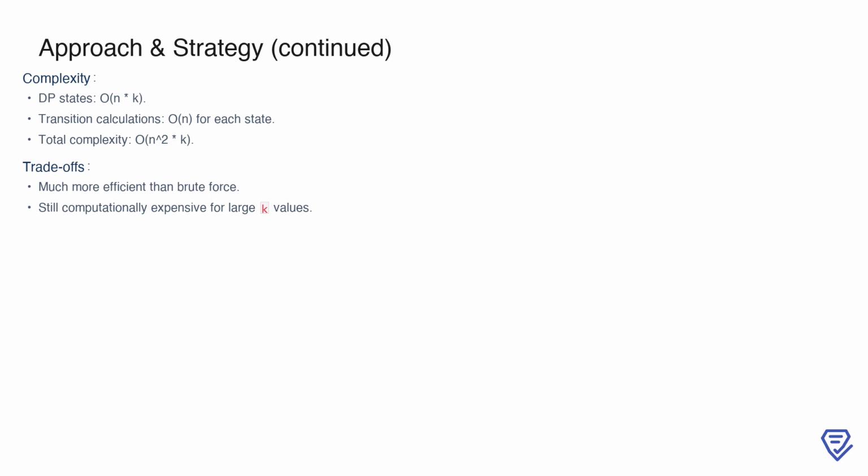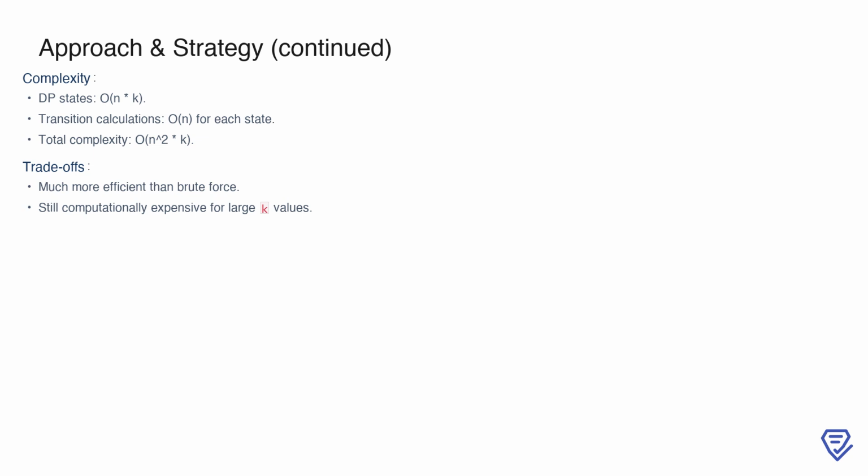While this is still computationally expensive for large values of k, it is far more feasible than the exponential time required by the brute force approach. The trade-off here is that while this method is much faster, it can still pose challenges for edge cases where both n and k are large. Despite this, the DP approach strikes a good balance between practical performance and accuracy, making it a strong choice for solving this problem.